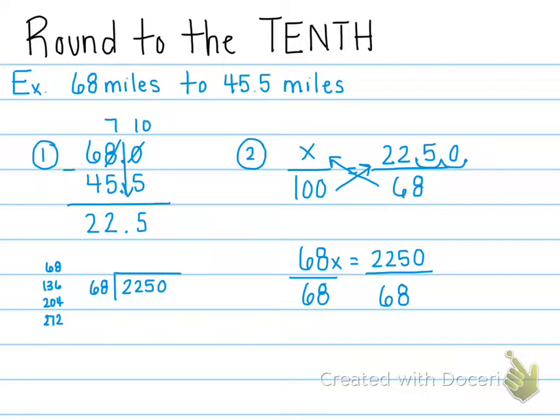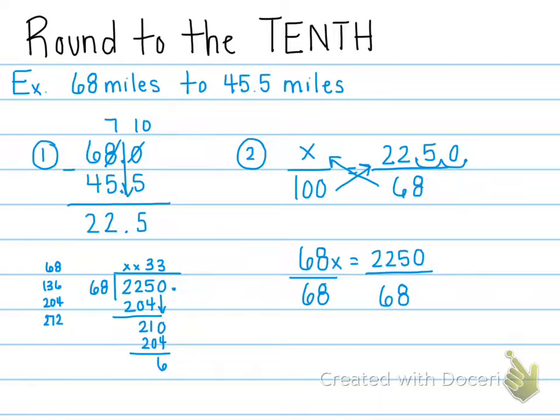So 68 into 225 is 3. That's 204. 225 minus 204 is 21. Bring down the 0. Oh, again, a 3. 204. Subtract, I get 6. I add my decimal.